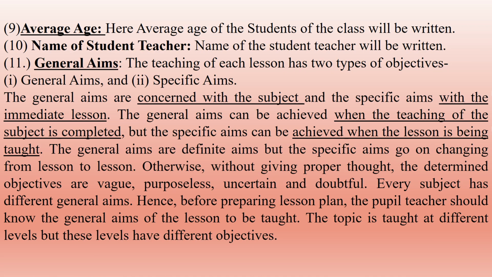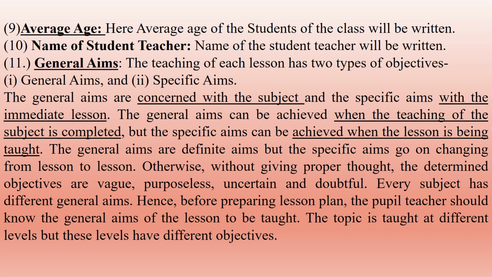The next subheading is the average age of the students. Here, the average age of the students of the class will be written. After the average age, the name of the student teacher should be mentioned. The name of the student teacher who will teach the lesson will be written over here.